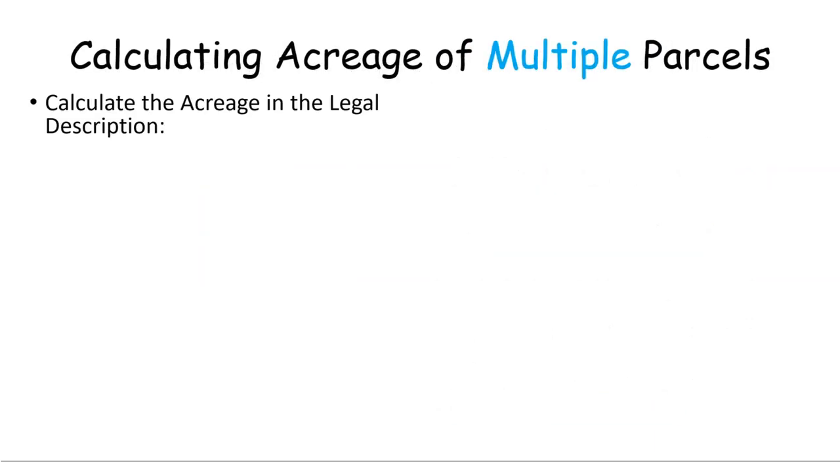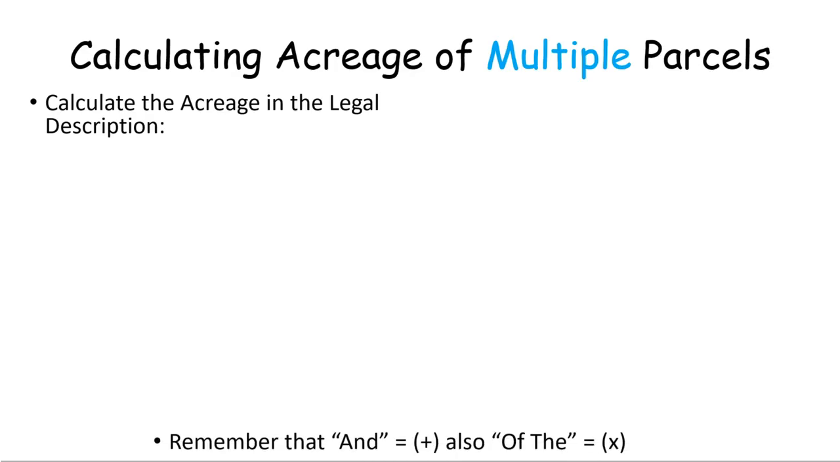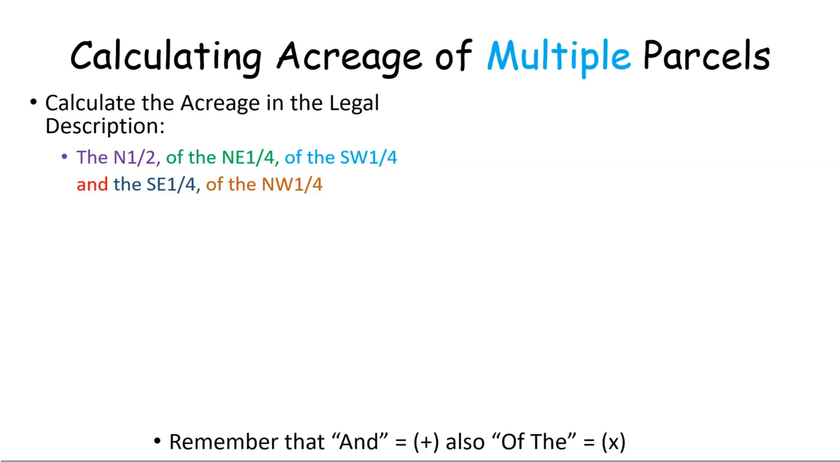Now on your exams, they might ask you how to calculate multiple parcels. Remember, if they use the term "and," that means we're going to add two distinct separate pieces of land. If they use the term "of the," that means we're going to multiply. "Of the" means part of that. All right, here we go. The northern half of the northeast 1/4 of the southwest 1/4 and the southeast 1/4 of the northwest 1/4.